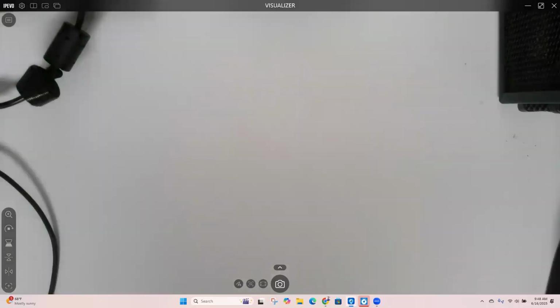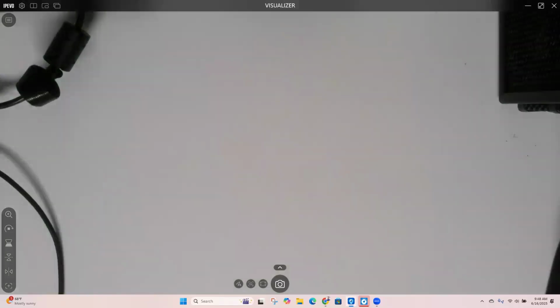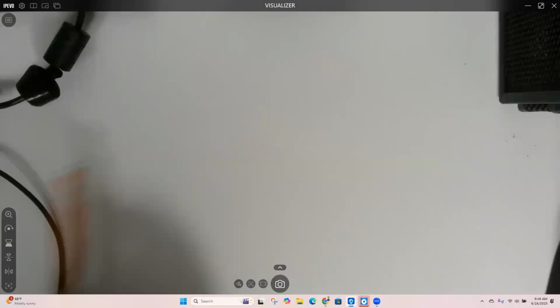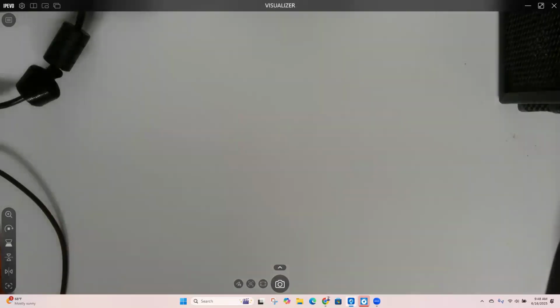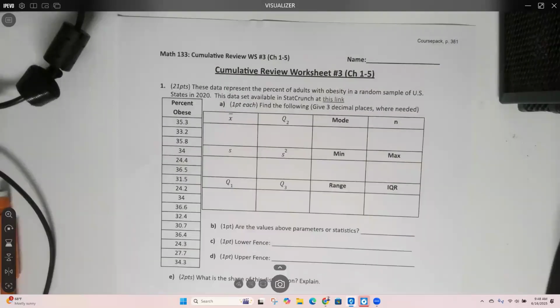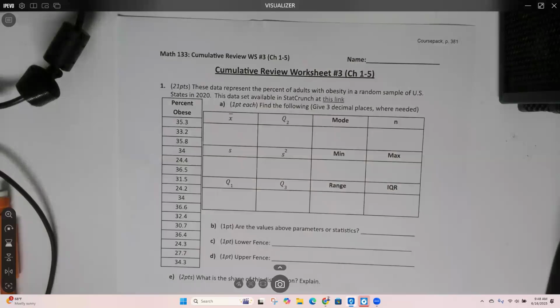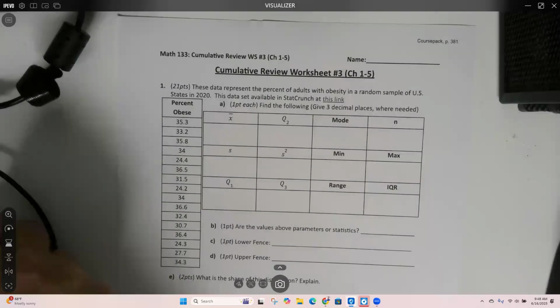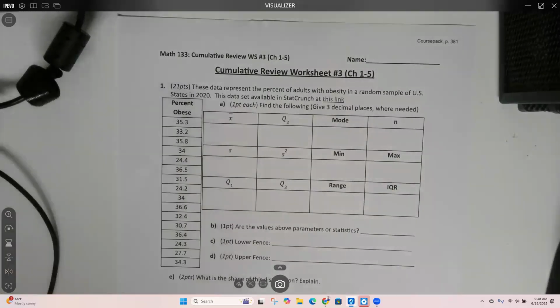So before we break up into, well, I guess we're not going to break up into groups. We have only a couple people, but we do have another worksheet to talk about, which is the cumulative review worksheet. So I want to give you some hints on that before we move on. This is chapters 1 through 5. Chapter 6, we'll work on Wednesday.